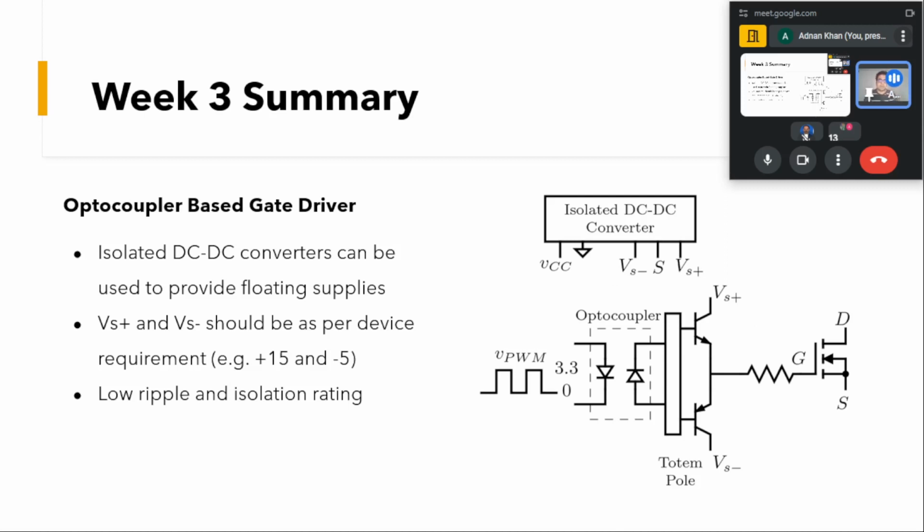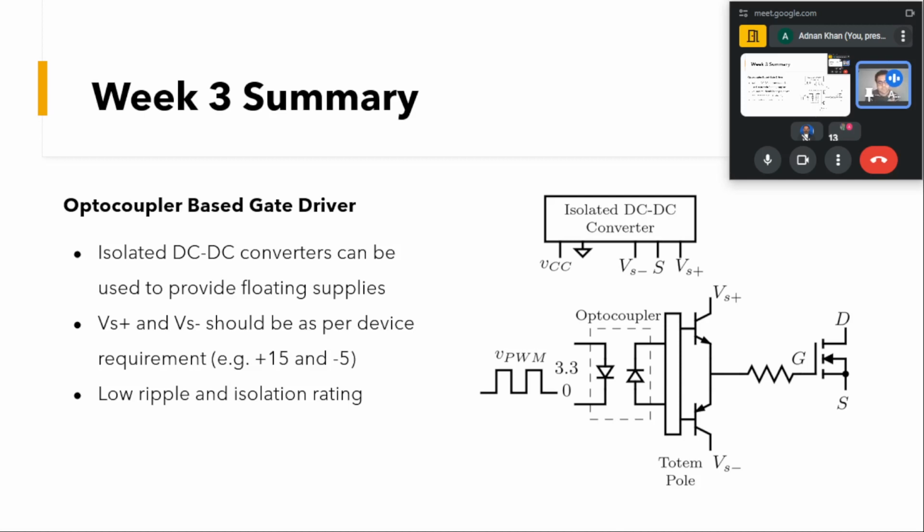But the other requirement of this isolated DC-DC converter is that it should have low ripple. Let us say we apply some input, and at the output of this we are able to get the voltages minus 5 and 15, and these voltages should not fluctuate, otherwise our device can go from one region to another. We don't want that thing.